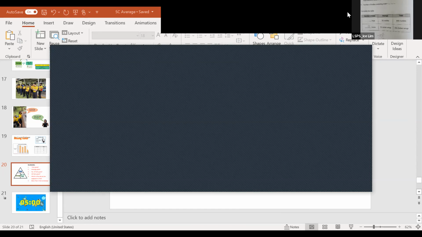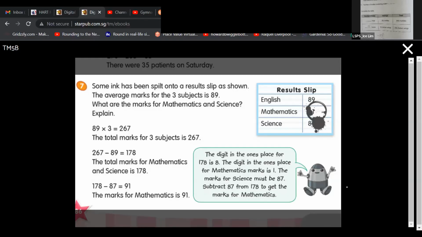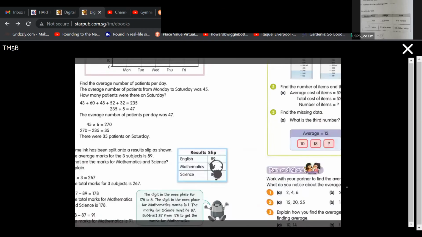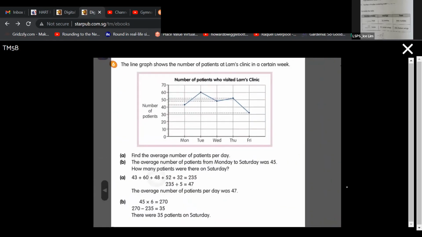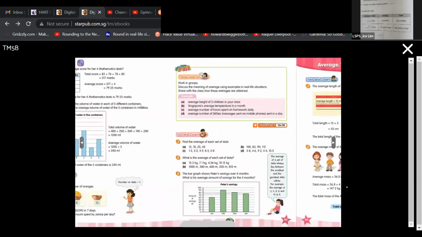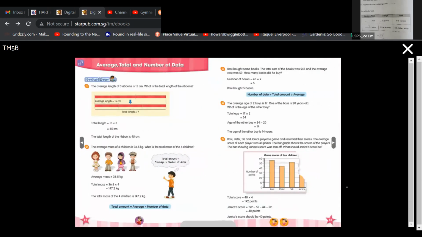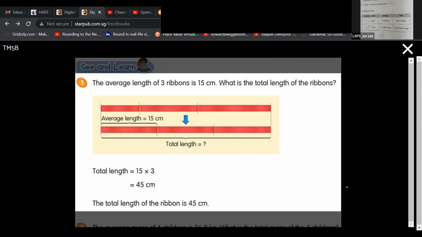Because we were talking about. Okay, so like I said, if you feel unsure of any work that we have been doing, always go back to your textbook. You can see the examples of how we have been doing it.